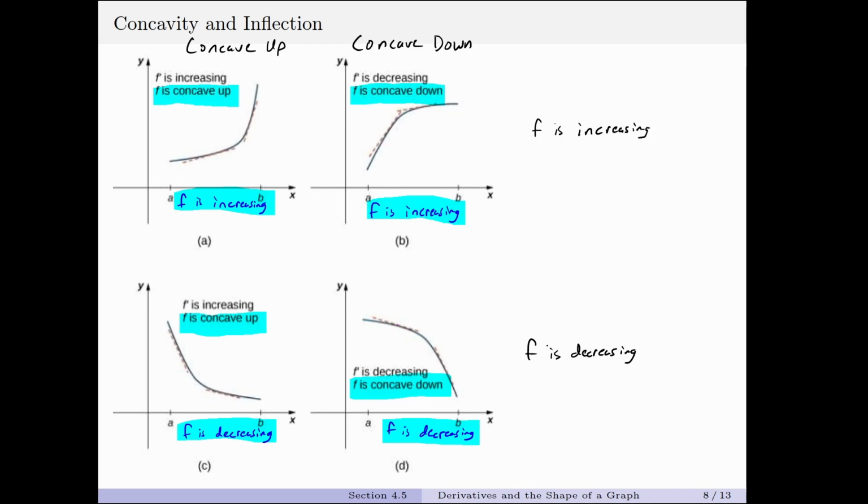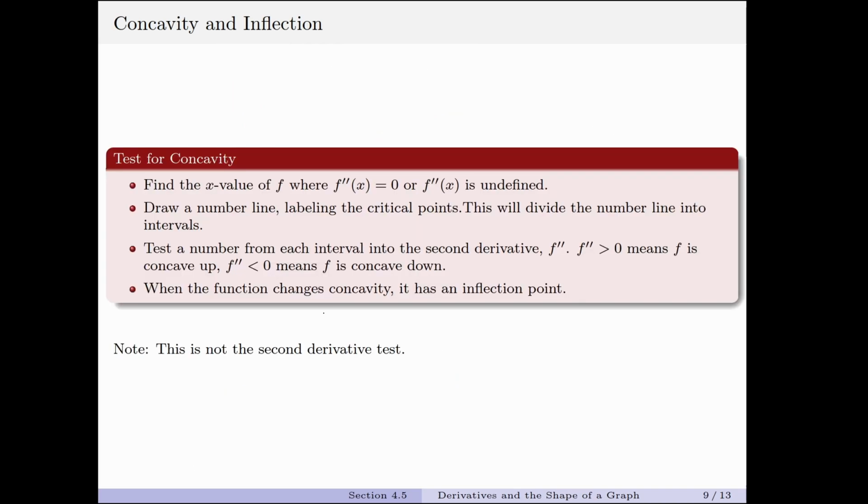Remember that the increasing, decreasing is when the derivative is either positive or negative. Concave up and down is when the second derivative is positive and negative. And those two are independent of each other. The way that we test for concavity is by looking at the second derivative. So here's our test for concavity.